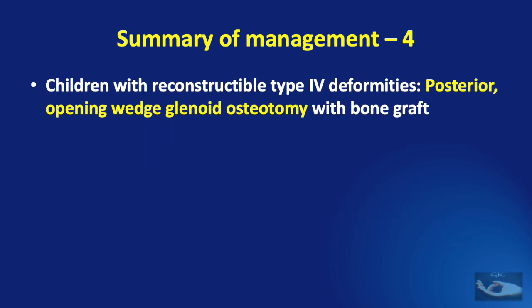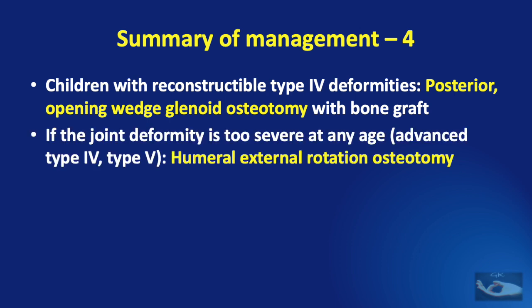In children with reconstructible type 4 deformities, posterior opening wedge glenoid osteotomy with bone graft needs to be done. If the joint deformity is too severe at any age, advanced type 4 or type 5, humeral external rotation osteotomy is advisable.